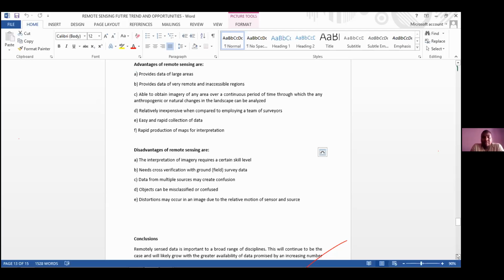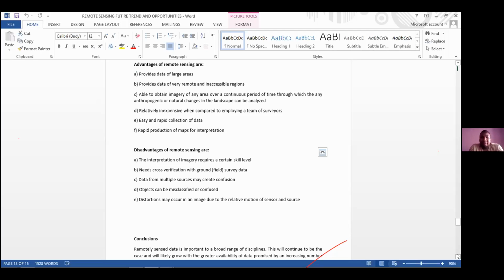Then number two disadvantage, it needs cross verification on the ground. That is the field survey data I was saying. Maybe you are doing an analysis in South Africa. At one point, you will be required to go on the ground to verify that the information you've been getting from the satellite is true, right? Because you'd be very disappointed if you got results from the satellite telling you there's deforestation, and when you go on the ground, you find there's no deforestation. Actually, the trees are becoming more and more. So groundwork is for verification only.